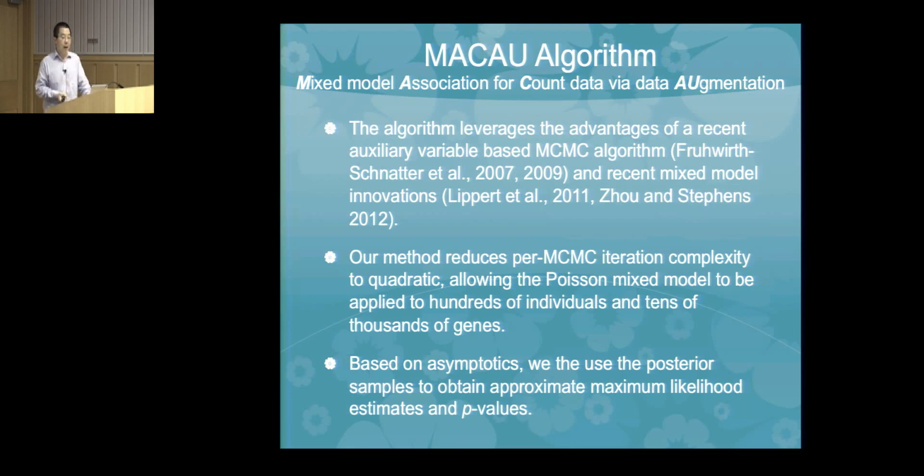Once we have this efficient MCMC approach, we go back to our frequentist approach. Instead of doing a Bayesian inference, based on asymptotics we use posterior samples to obtain approximate maximum likelihood estimates and also their standard errors. With that, we can convert them into a p-value, and we'll show you later that this approach gives you well-behaved p-values. That's our main idea of doing inference on this Poisson mixed effect model. We call our algorithm MARKOV, which stands for mixed model association for count data by data augmentation, because one key feature is using this data augmentation approach.